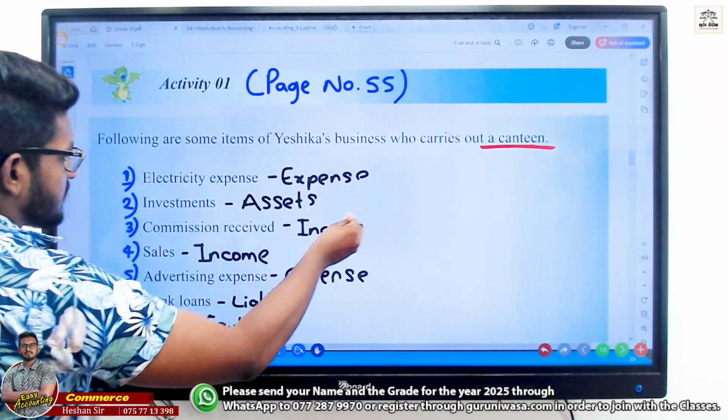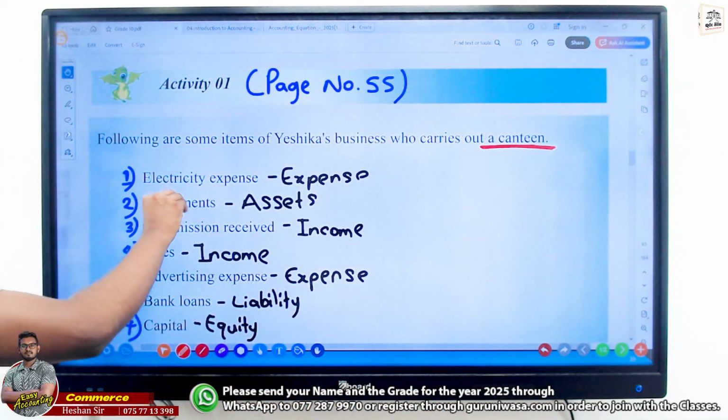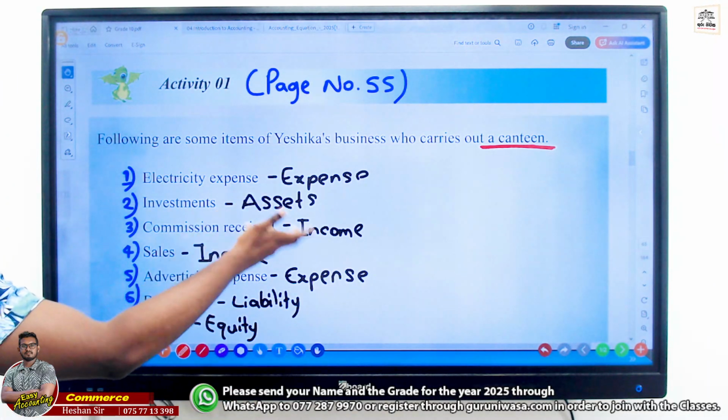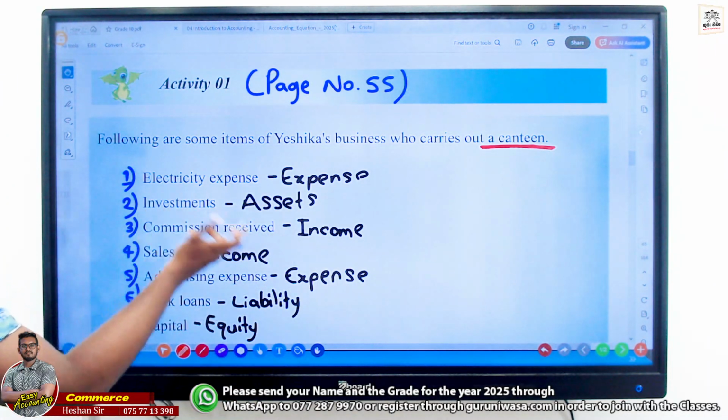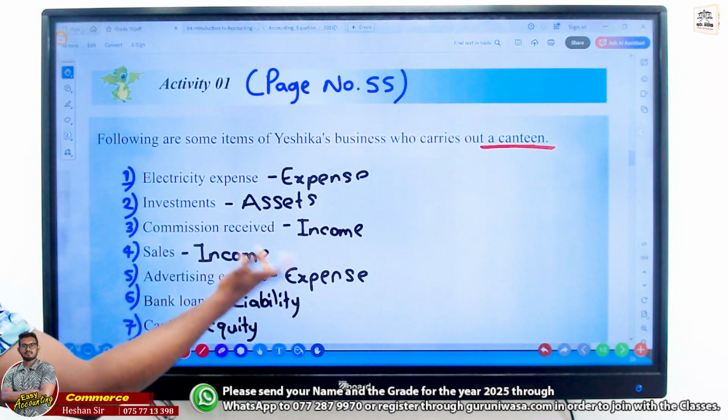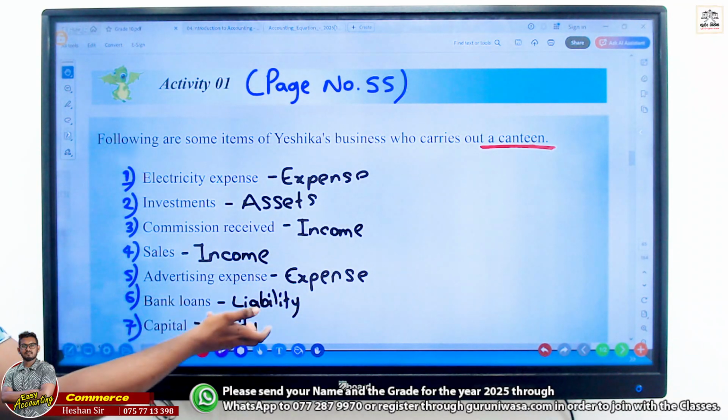Electricity expense, expense. Investments, assets. Commission received, income. Sales, income. Advertising expense. Bank loan, liability. Capital, equity.